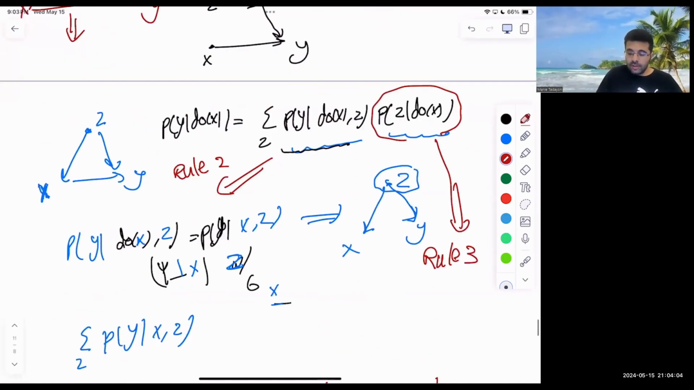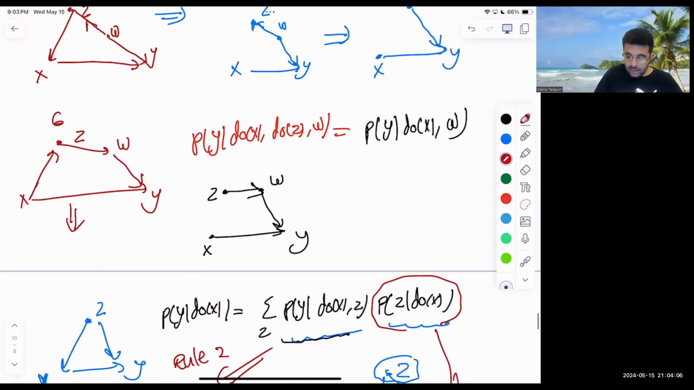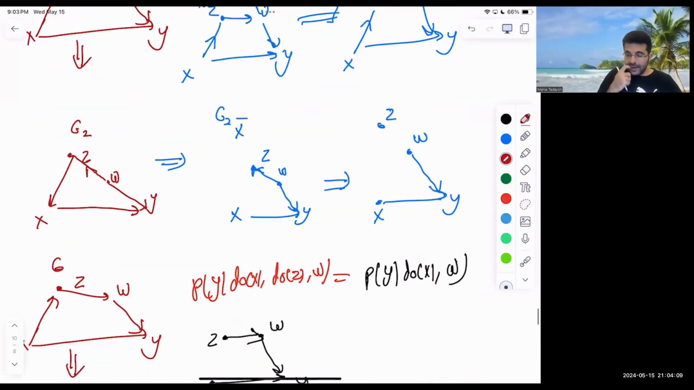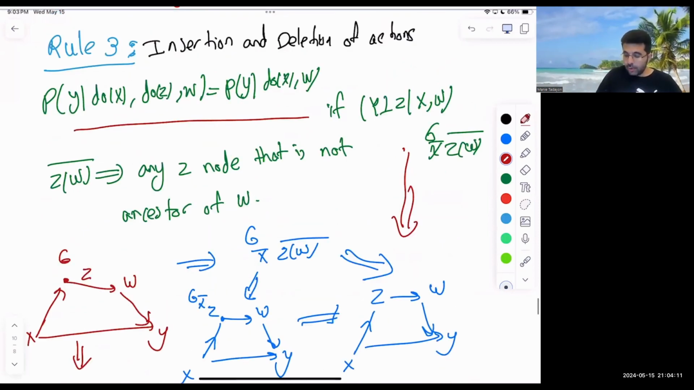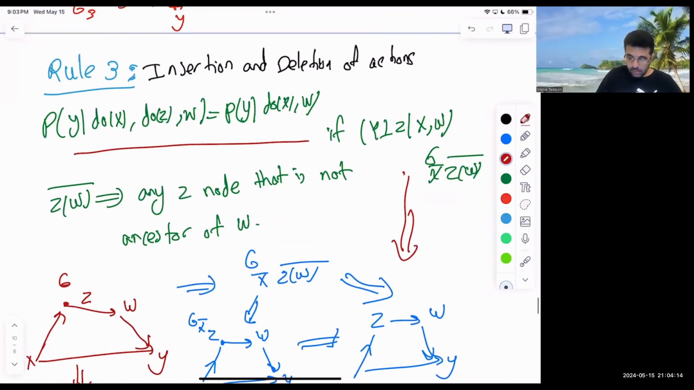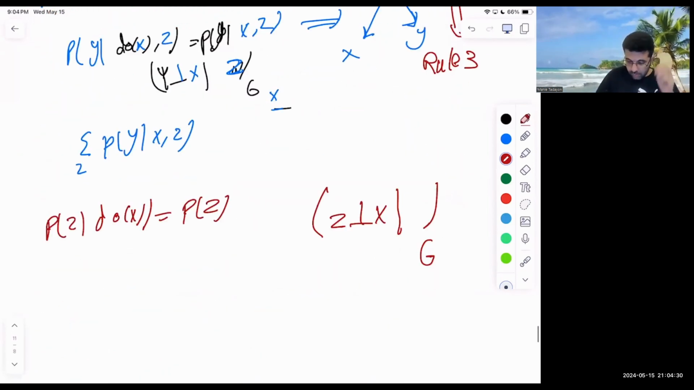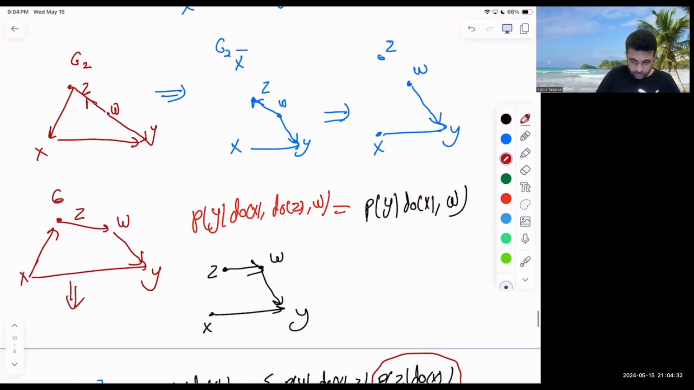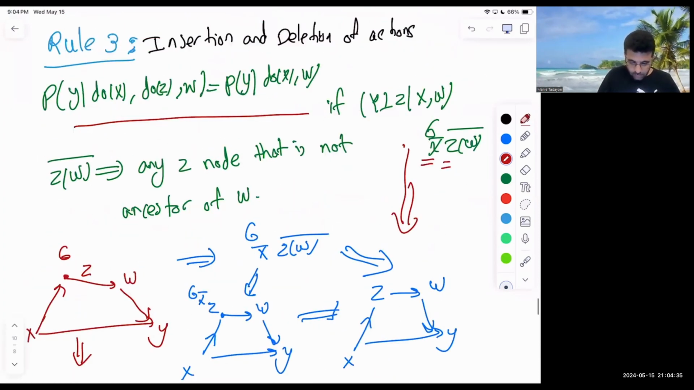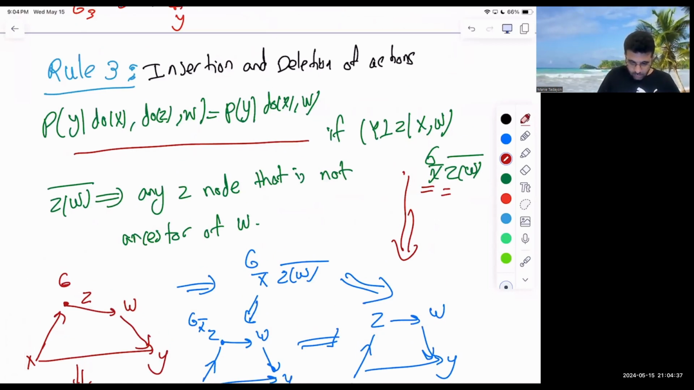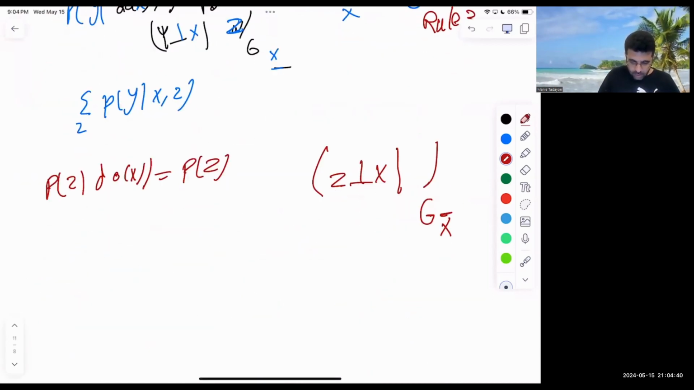So the variable that we are doing do on is x. What is the variable that is going to show up here? This one is whatever variable we are doing do on, so it's going to be x bar.